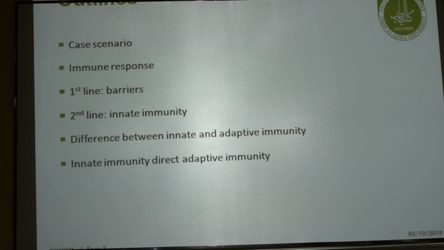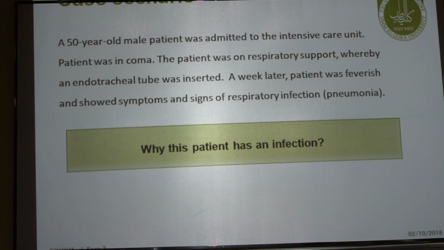So we'll start off with a case scenario. A 50-year-old male patient was admitted to the intensive care unit. The patient was in a coma and on respiratory support, whereby an endotracheal tube was inserted. A week later, the patient was feverish and showed symptoms and signs of respiratory infection, which is pneumonia. Now the question is, why does this patient have an infection in the first place?